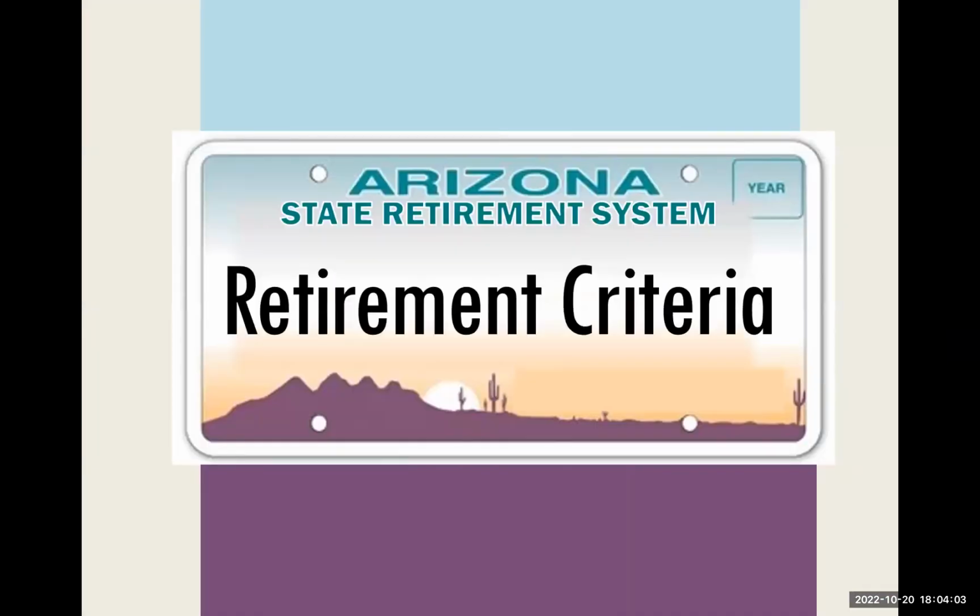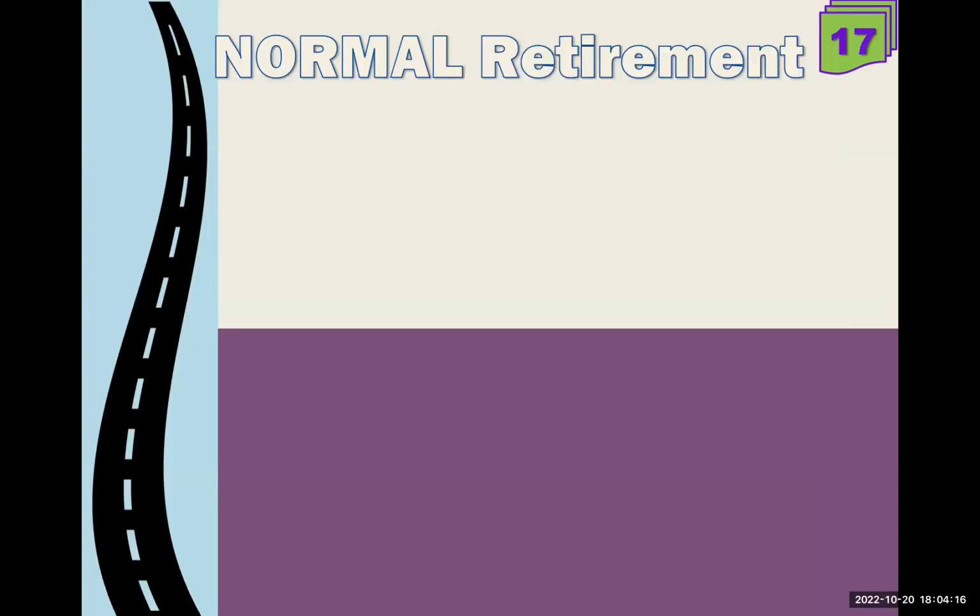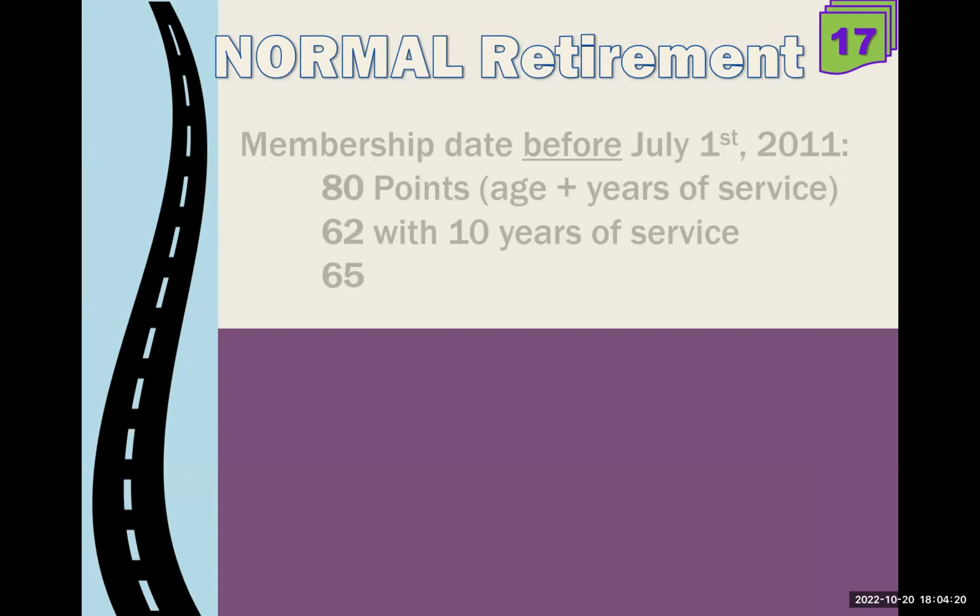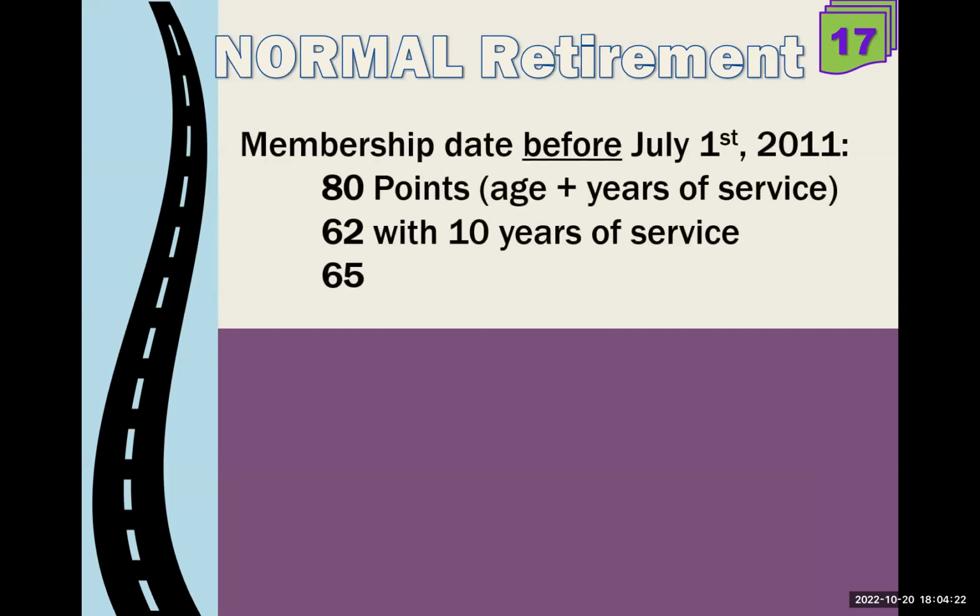All right, so we've talked about what type of plan ASRS provides, and we've talked about how the ASRS calculates your pension. So the next question you may have is, when can I retire? Well, normal retirement means a pension benefit without a reduction. This is also determined by your date of ASRS membership. This information can be found in the Road to Retirement Guidebook and then also on our public website.